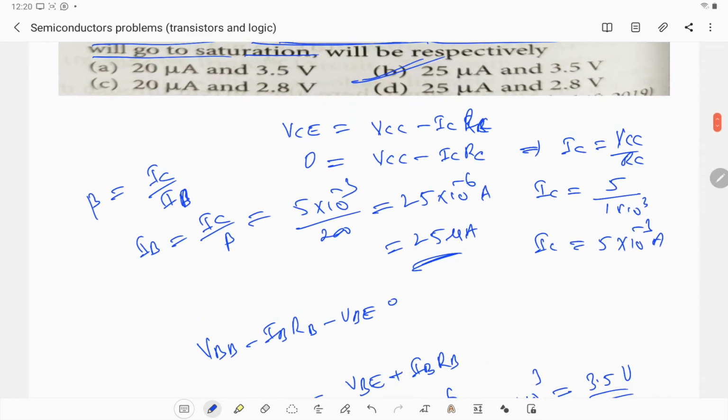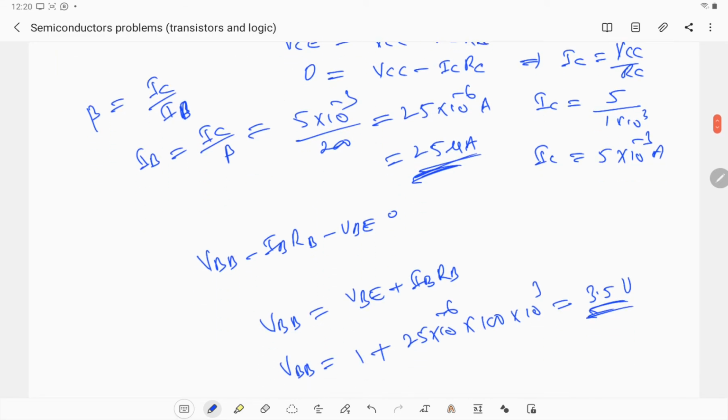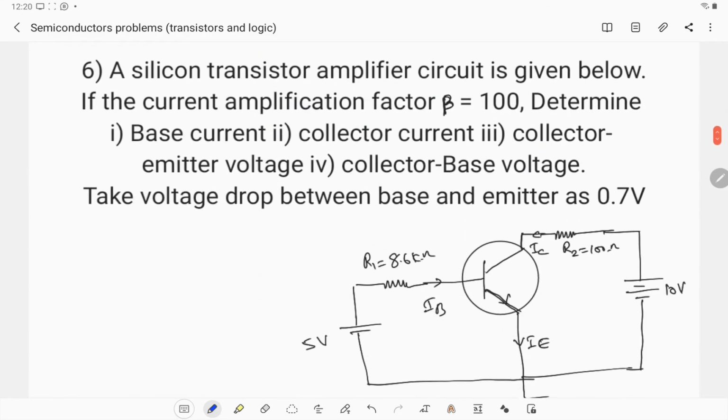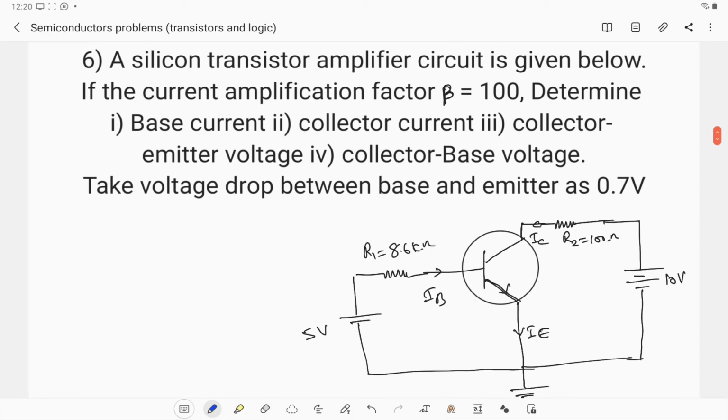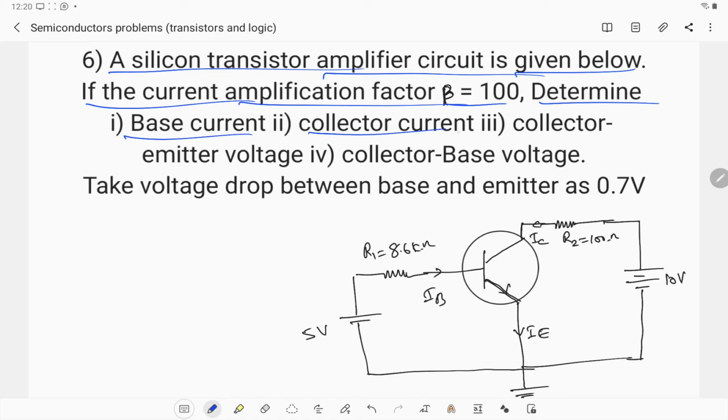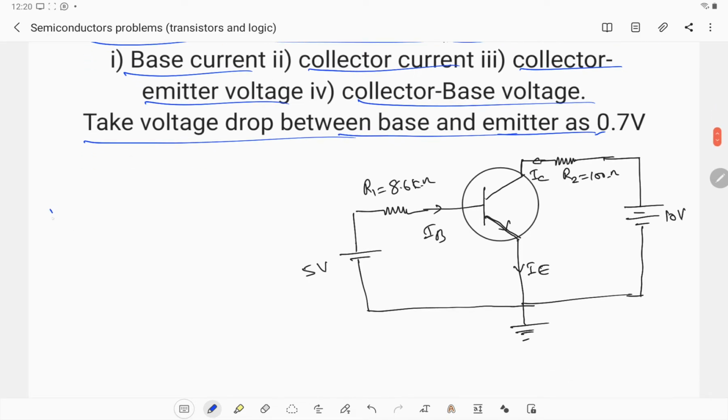25 microamperes and 3.5 volts. And problem number 6. A silicon transistor amplifier circuit is given below. If the current amplification factor beta is equal to 100, determine base current, collector emitter voltage, collector base voltage. Take voltage drop between base and emitter as 0.5. See, first one, base current is equal to, here is 5 volt, here potential drop is 0.5, I is equal to V by R.